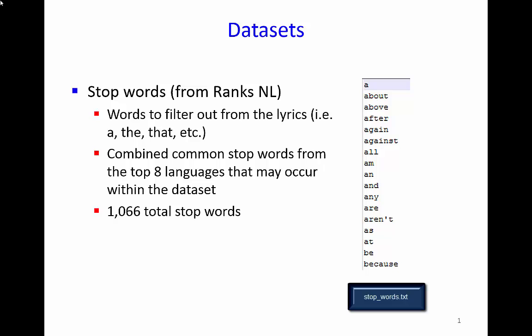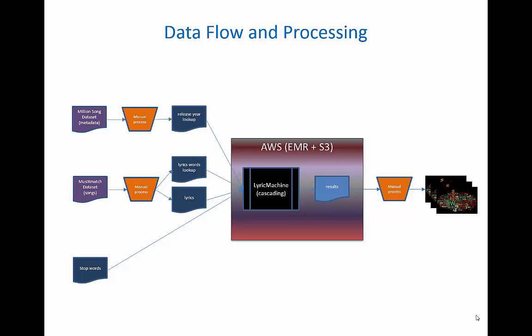The final input data set that I'm working with is a data set of stop words from ranks NL. This dataset contains words that I would like to filter out from my lyrics. To build the dataset, I combined common stop words from the top 8 languages that may occur within the dataset, totaling 1,066 stop words. Here is a high-level view of the steps needed to implement my use case.